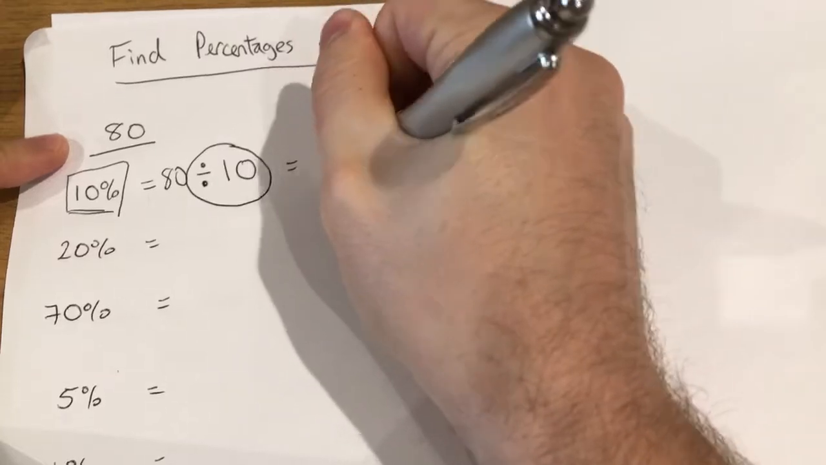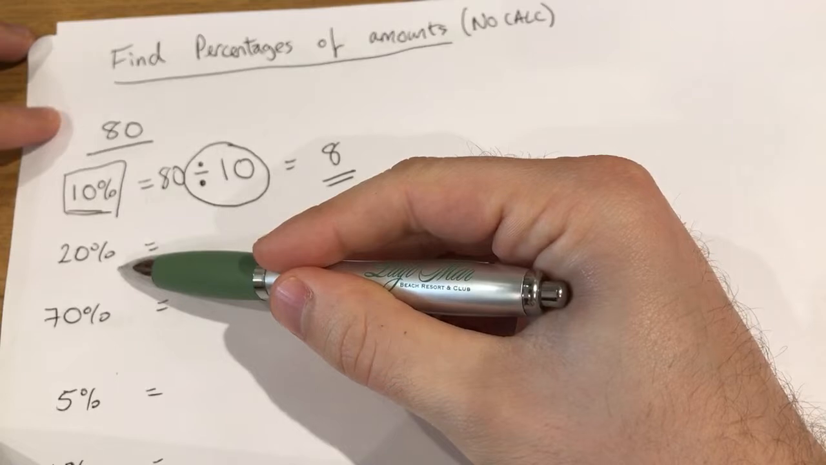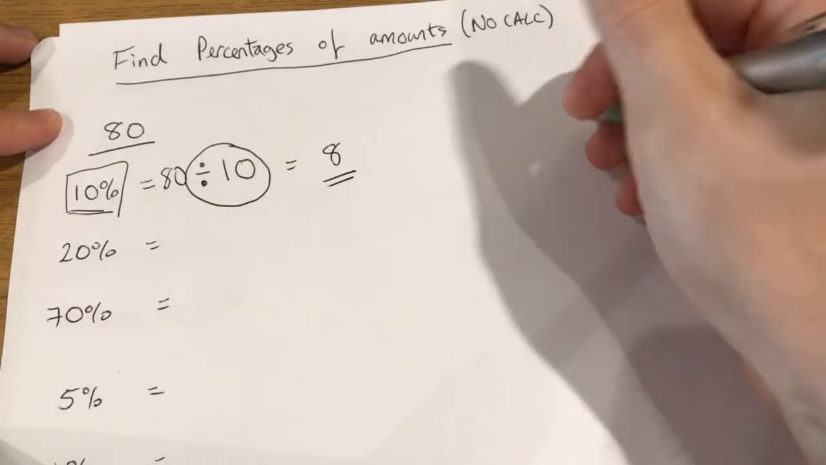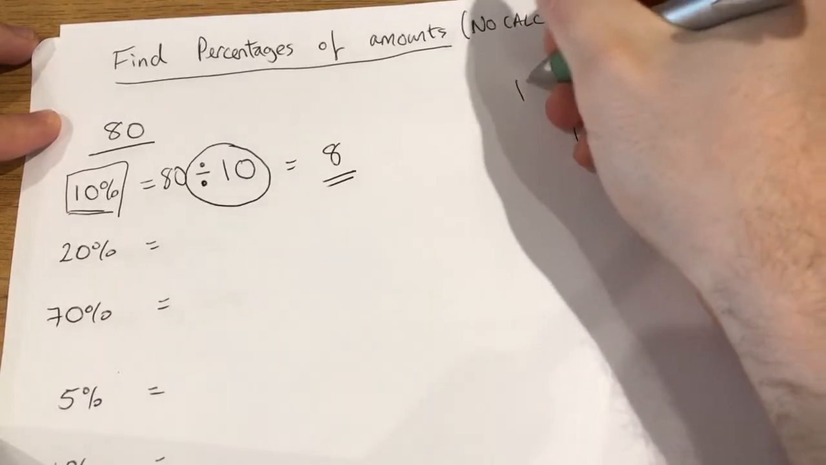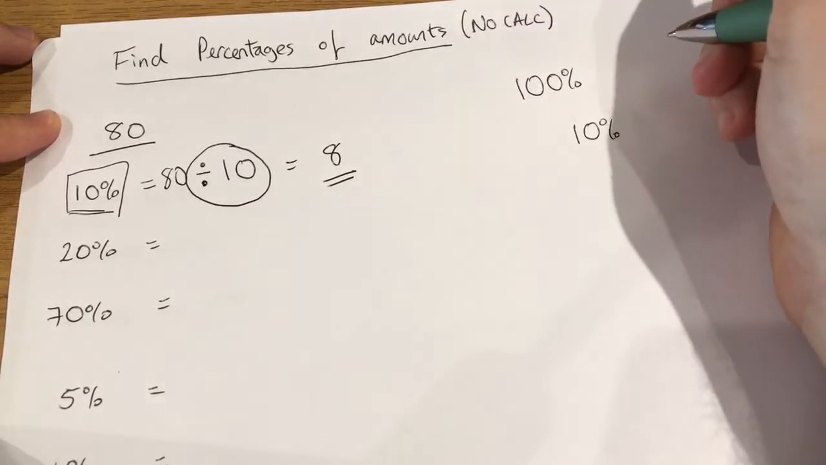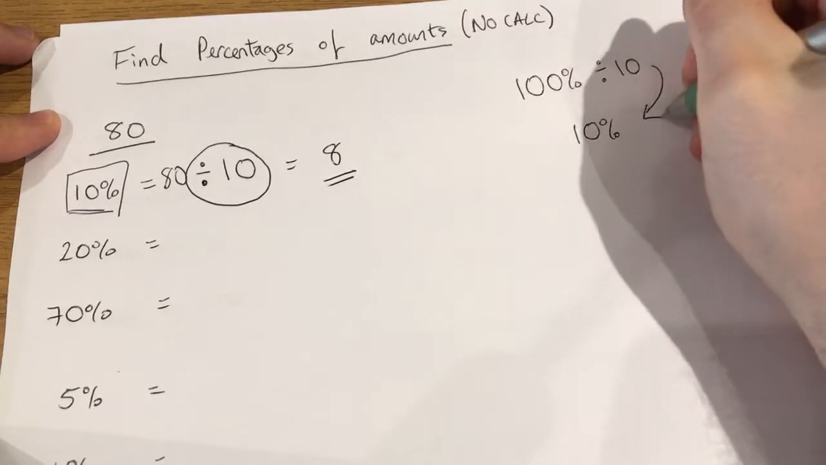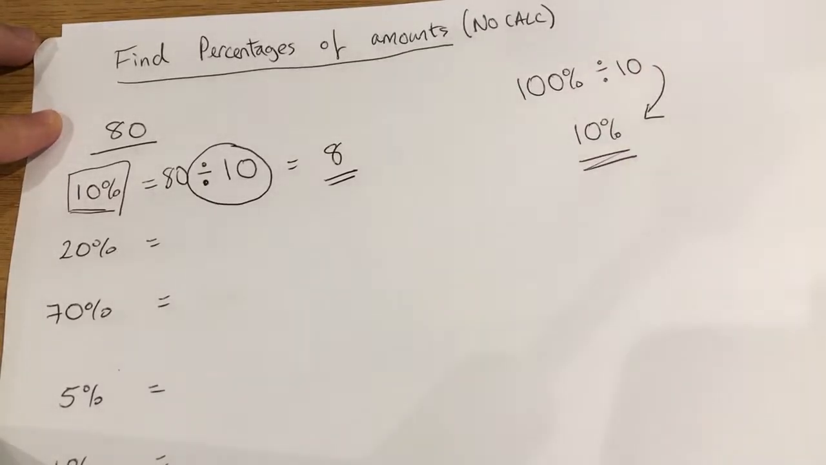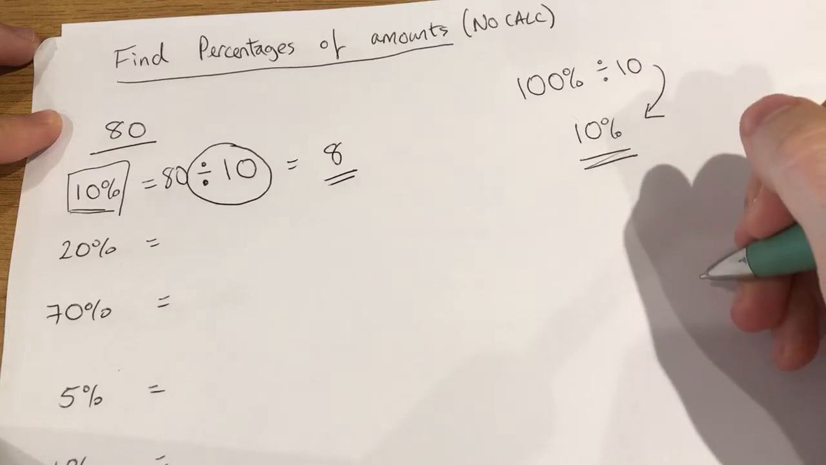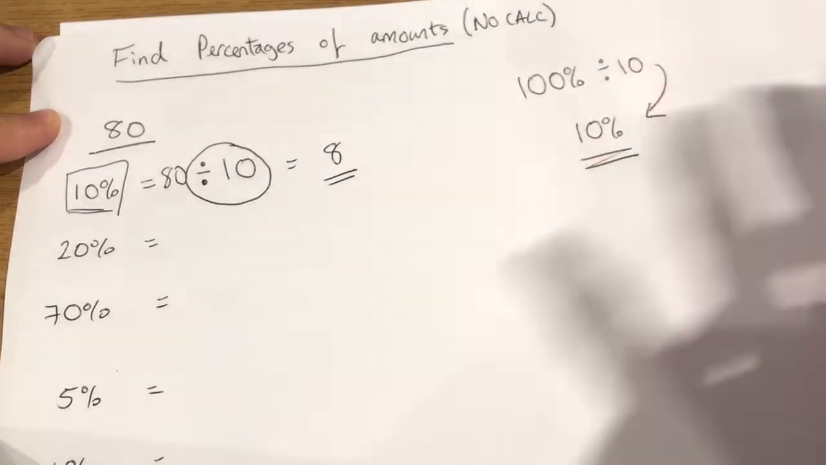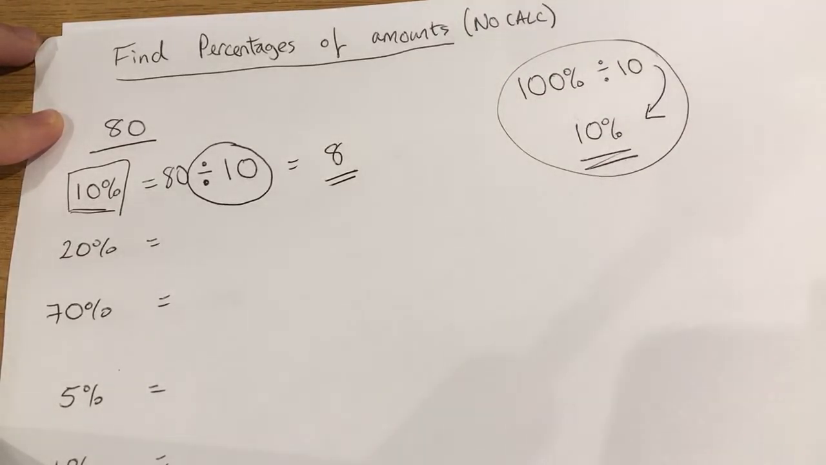And there's our answer. Now, do not be fooled into thinking that to find 20%, we divide by 20. I'll just show you quickly why 10% is divided by 10. If we've got 100%, which is the original amount, we divide that by 10. 100 divided by 10 is 10%. That's why it works. So 100% divided by 20 would actually find us 5%, not 20%.